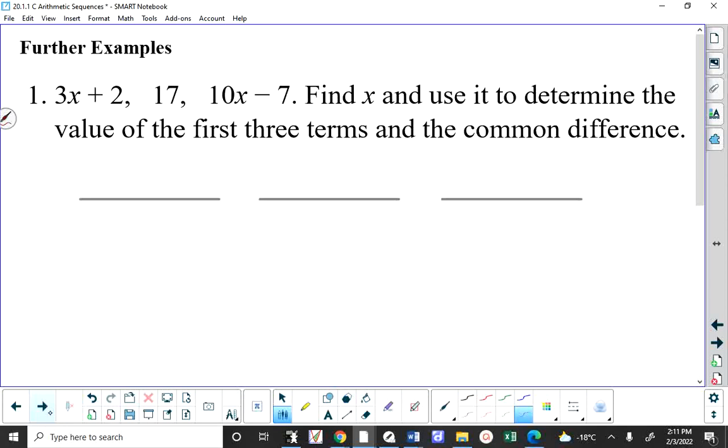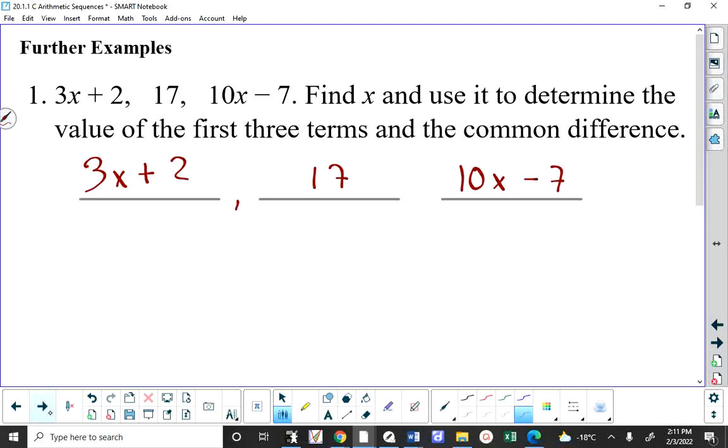You have 3 terms, and they have x's in them. The first term is 3x plus 2. So I think it's a good idea for you to write these out in sequence in order to understand our approach here. And the second term is 17, and the third term is 10x minus 7. And what you're told is that this is arithmetic in nature, which means there's a common difference. And the question is, what's x? Find x. What's the number that you would put in for x that would make this arithmetic?